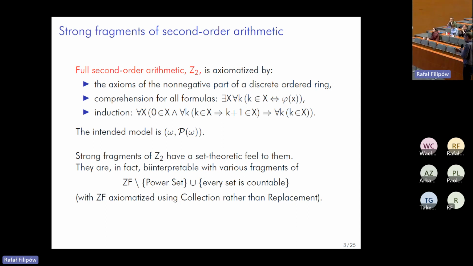Then sets exist. So whatever formula you can write down, there should be a lowercase k here. Sorry, that's a typo. Whatever formula you can write down, possibly with parameters, it should not contain this capital variable X. There is a set consisting of those numbers which satisfy that formula. So every property of numbers corresponds to a formula, and then every set is inductive. So whatever set you have, if it contains 0 and is closed under successor, it's the whole set of natural numbers.